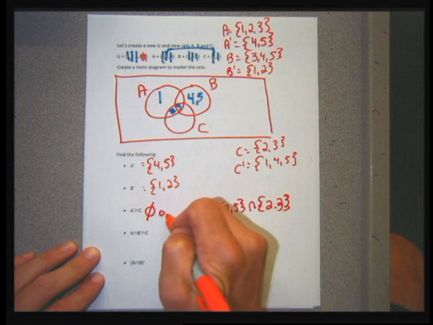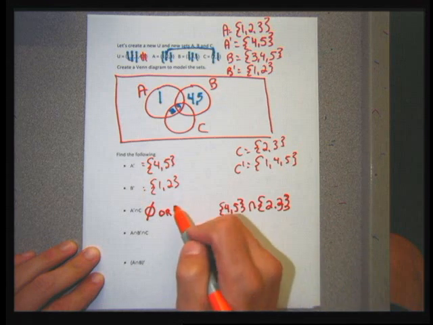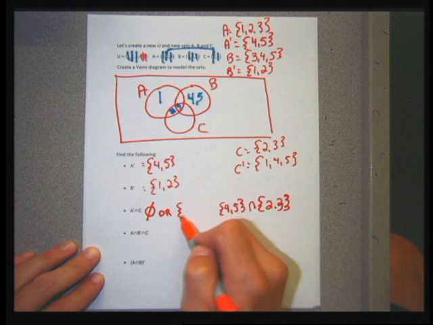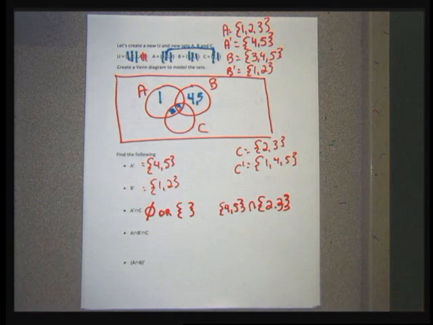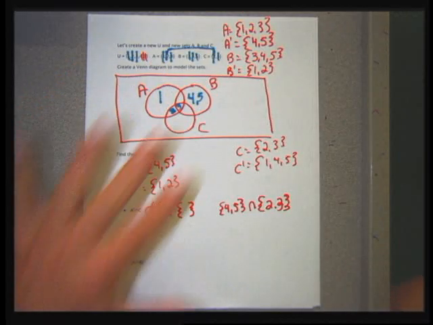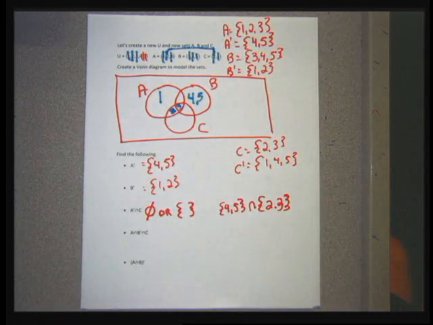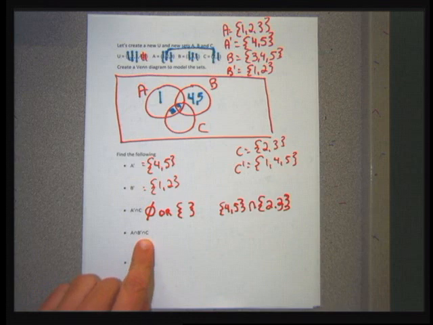You can write it with a 0 with a line through it. That means there's nothing that's in common between those two sets. Or you can write set brackets with nothing between them. That means there's nothing that's in both sets A prime and C. There's definitely things in both A and C, but A prime is just the numbers 4 and 5, outside the A circle. Inside the C circle is 2 and 3. There's nothing in common.